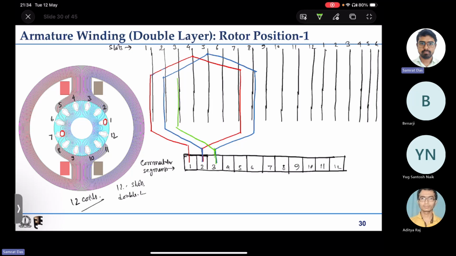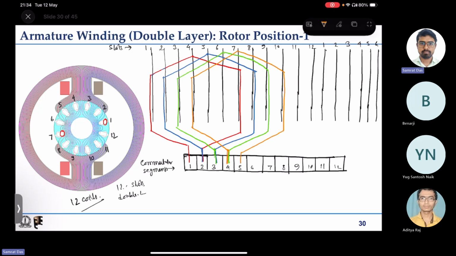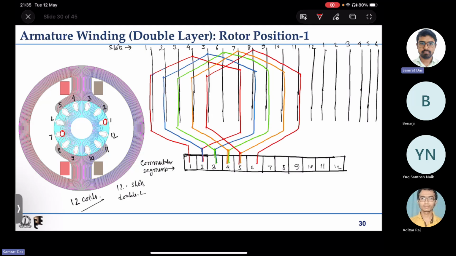Then let me go to the next one. Next one goes like this. Same business. Orange one, same segment. Then again red. After red I have used blue.